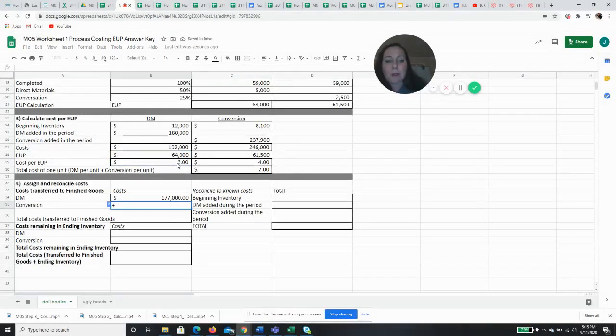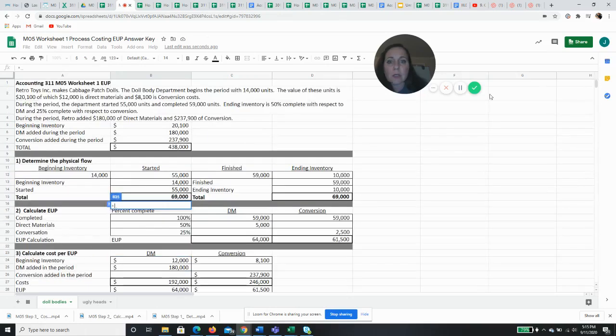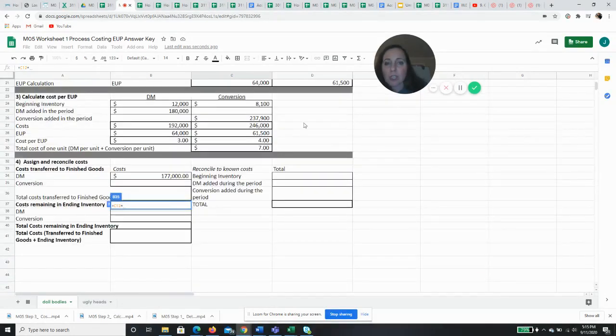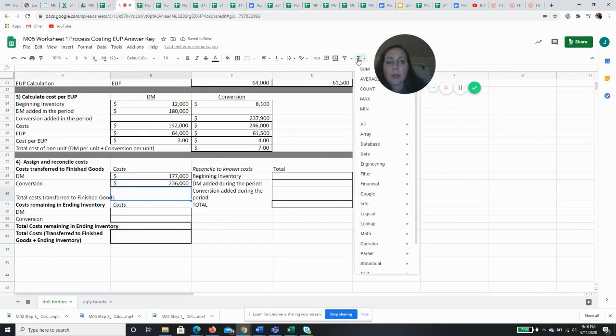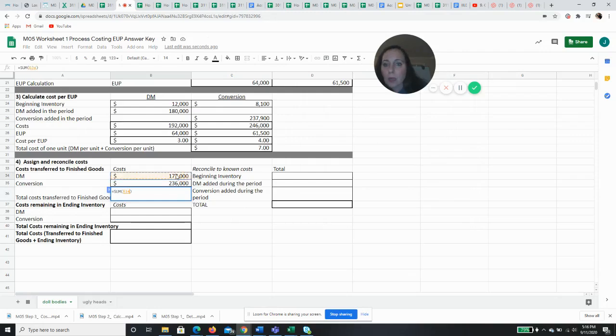For conversion, we'll do the same thing. We're going to take our number of finished units, which is right here, 59,000, times our cost per EUP for conversion in step 3, which is $4 a unit. And we get $236,000. Then we're going to just add these up. And so the total amount of costs we're going to transfer via journal entry to finished goods is $413,000.